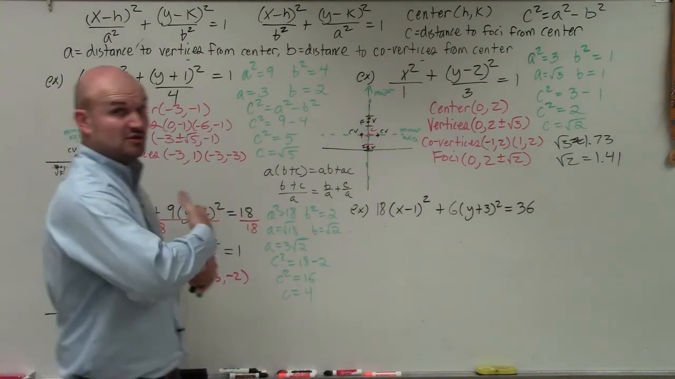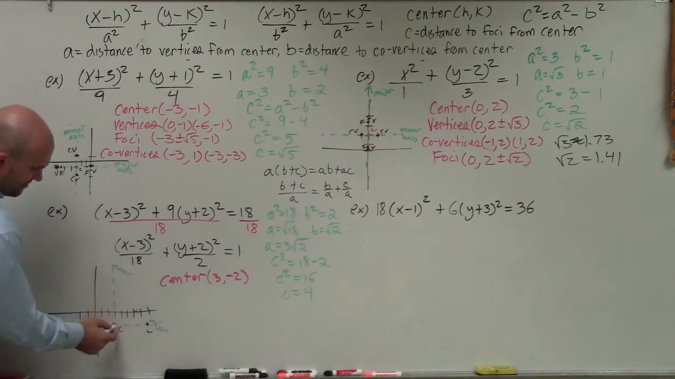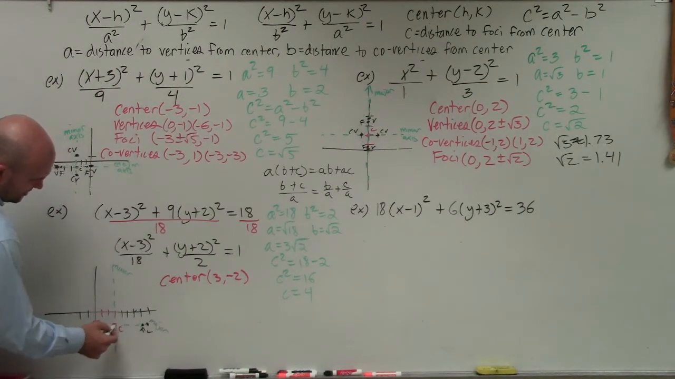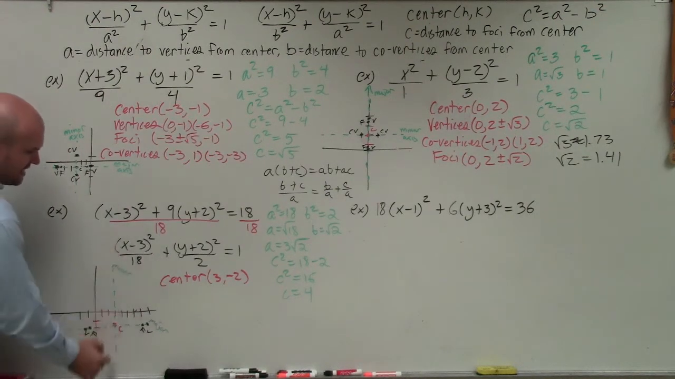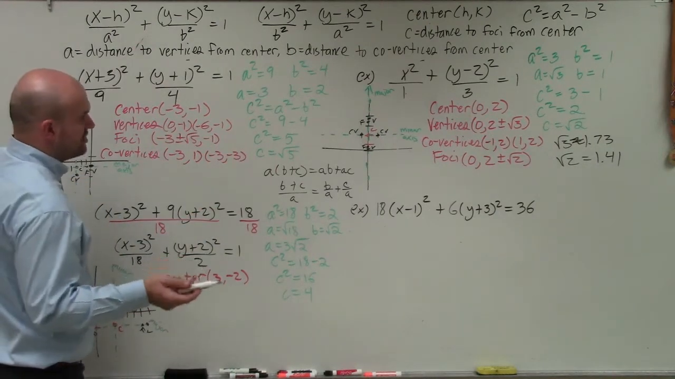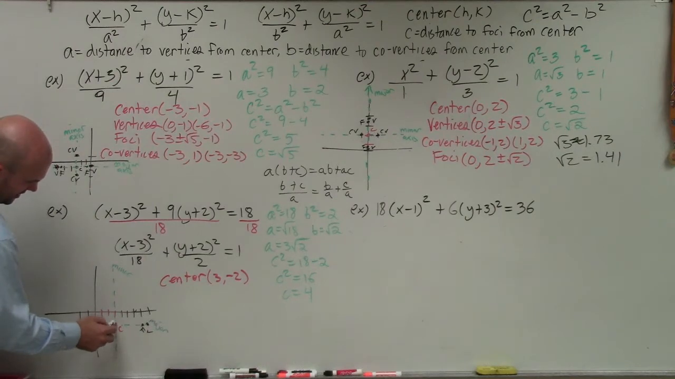My foci also go left and right. However, that goes left and right 4. So from my center, I'm going to go to the right 4. 1, 2, 3, 4. Foci. And to the left 4. 1, 2, 3, 4. And my co-vertices lie along my minor axis, which is square root of 2, which is going to be 1.41, right, which I said. So I'm going to go kind of up 1, and I'm going to go down 1.